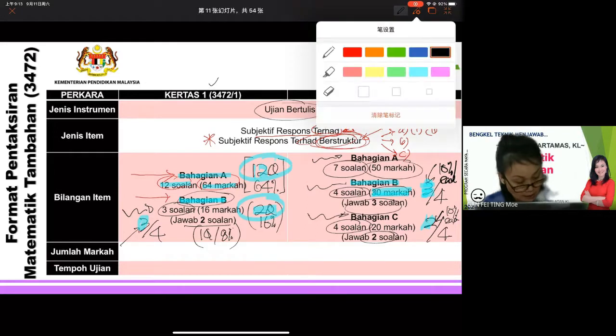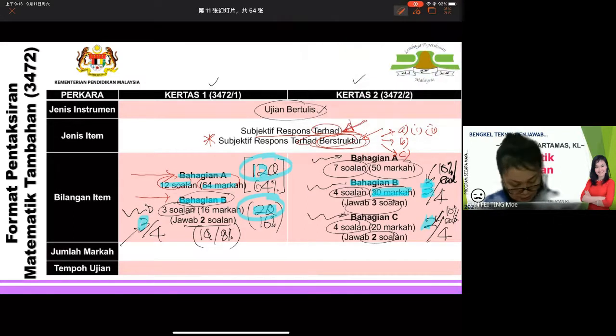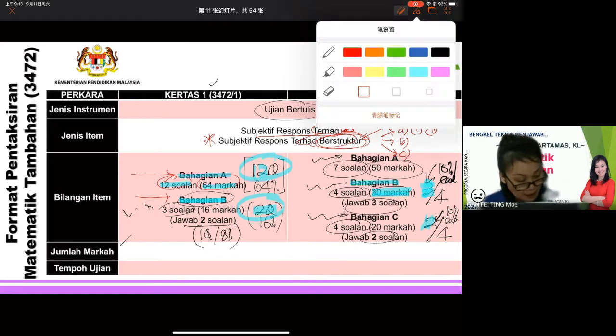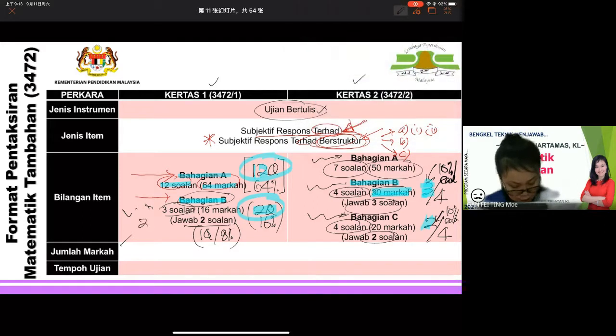Sorry, this one I wrote wrongly already. By right, this one should be 2 upon 3. Okay, 2 upon 3. And for this question, it is 8 marks per each question.